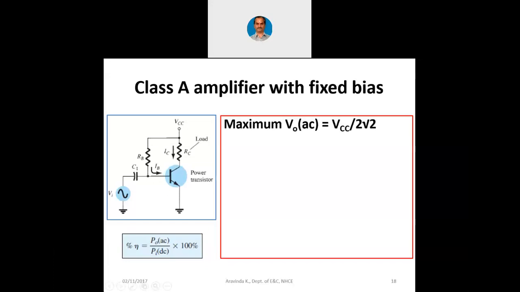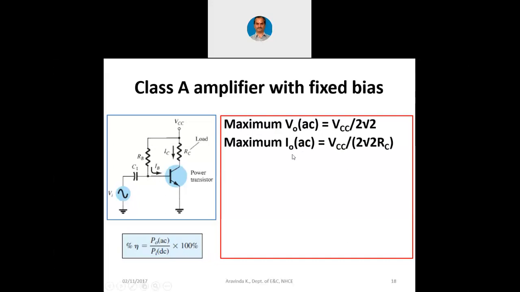As I was discussing yesterday, the maximum output voltage at the collector of this transistor is VCC by 2 root 2, because we are going to consider the RMS value for this AC analysis, and VPP is basically 0 to VCC. So the RMS value is VP by root 2, or VPP divided by 2 root 2, that is nothing but VCC divided by 2 root 2. So this is the maximum output voltage.